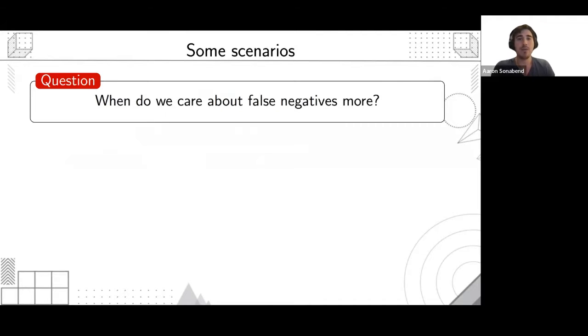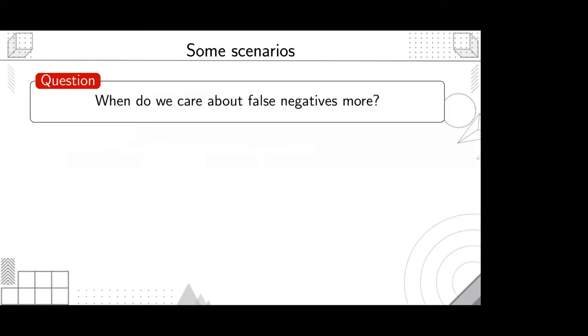All right. When do we care more about false negatives? When it can lead to further spread of disease.